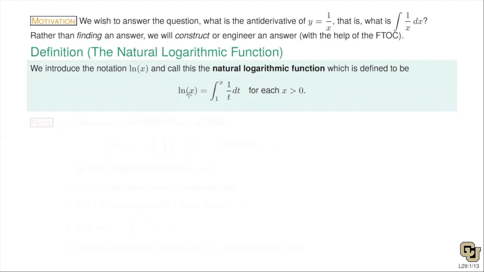to be, first of all, we introduce notation. So here, ln of x is just some notation we've introduced. Instead of f of x, we're now going to use ln of x, and that'll be fixed notation. And so that notation is defined to be this definite integral from 1 to x of 1 over t dt for each x greater than 0. So, this is the part where we should remember and think about what we're looking at here.